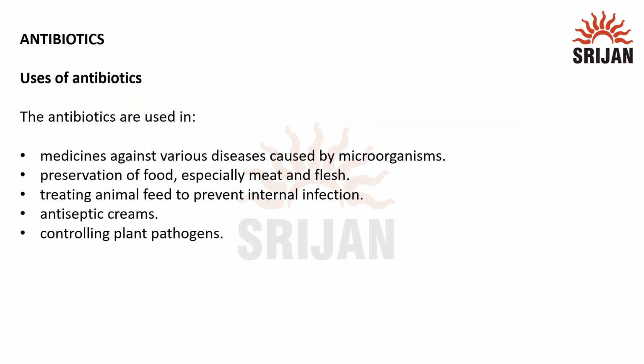If we come to uses of antibiotics, these are medicines against various disease causing microbes. They prevent the spoilage of food, especially meat and flesh, and help in preservation. They are used for treating animal feed to prevent internal infection. They can be used in antiseptic creams. They can also be used in controlling plant pathogens.